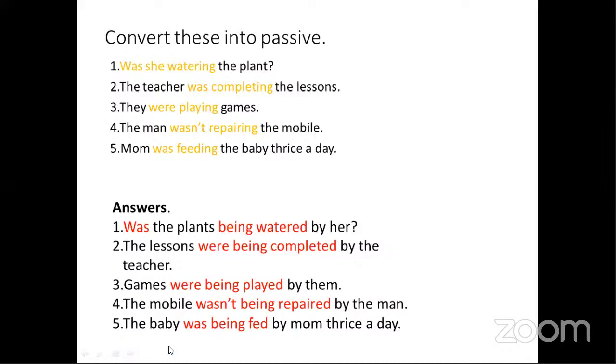Then how is the passive voice sentence? The baby is a singular noun. So it should be was. The baby was being. You have to get the being form.